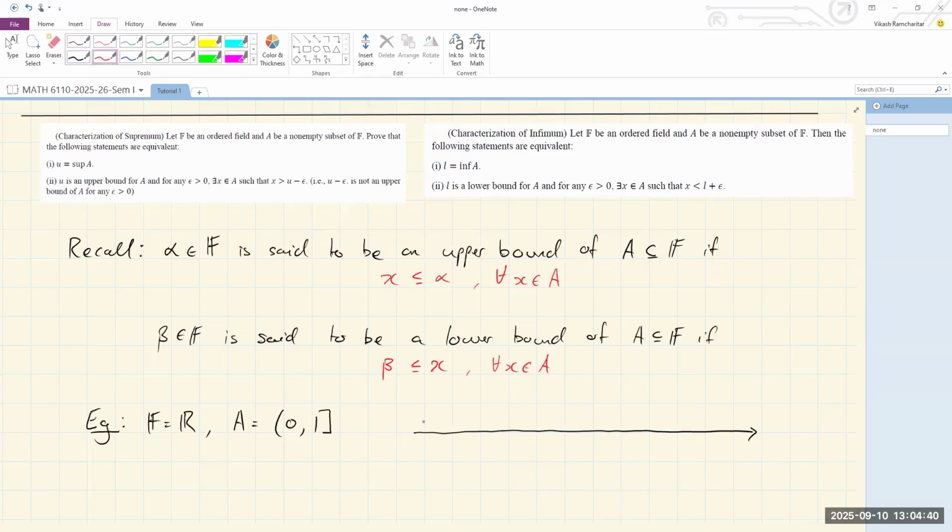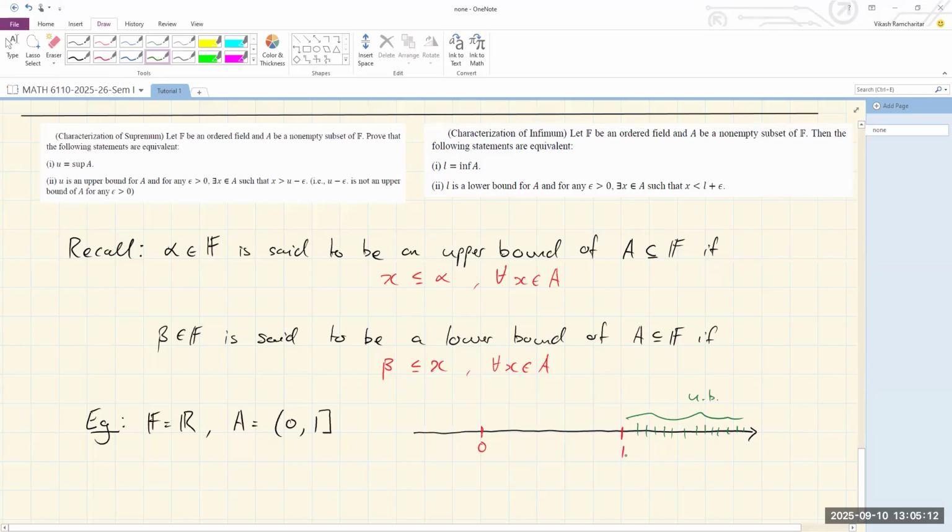Right, so here is 0, here is 1. Then upper bounds are simply all the elements in the real numbers which are bigger than every element in A. So notice every element in A only goes up to 1. So on upper bound, all of these elements up here, any element bigger than 1 is an upper bound. Right, so all of these are upper bounds for A.